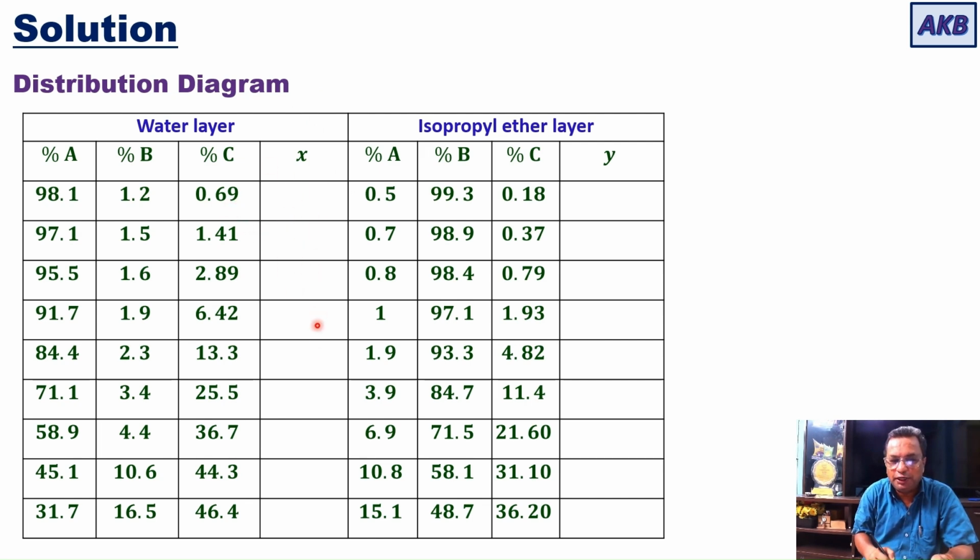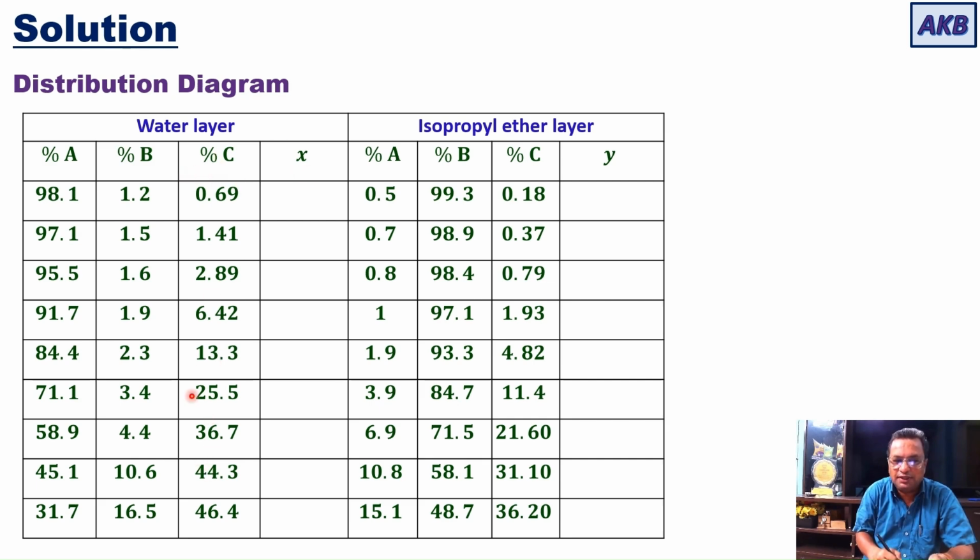For this, we need to convert this data in order to get x and y. The conversion is simple. What is given to us is percentage. We want weight fraction. These are weight percentages, and we want to have different values of x. What does x represent? x represents the weight fraction of C in the mixture.